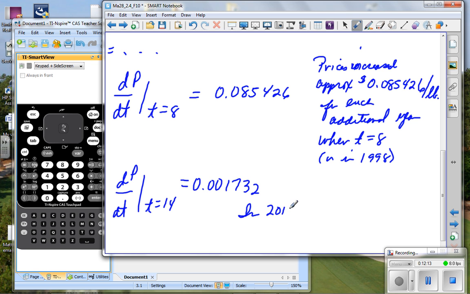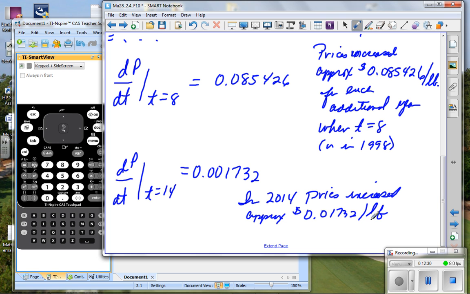So in 2004, prices increased approximately 0.01732 per pound for each additional year. It's these explanations that are much more valuable to our understanding than anything else that we can think about.